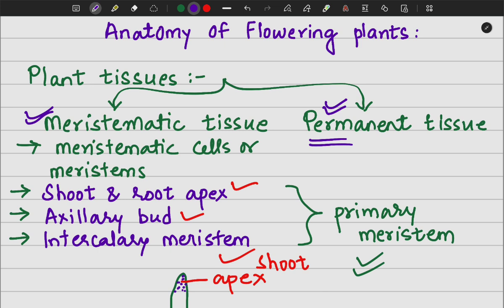In meristematic tissues, the cells responsible for growth, which are actively dividing, are called meristematic cells or meristems. They are of three types: root and shoot apical meristem, axillary bud meristem and intercalary meristem. Root and shoot apical meristem, found at the root and shoot apex, helps in the primary growth of the plant, vertical height. Then axillary bud meristem is found at the axillary bud. It can give rise to a branch or a leaf or flower or any other part. Intercalary meristem is mainly seen in the grasses, which can help in the regeneration of the missing parts. This was the first type of meristematic tissue, which is called the primary meristem.